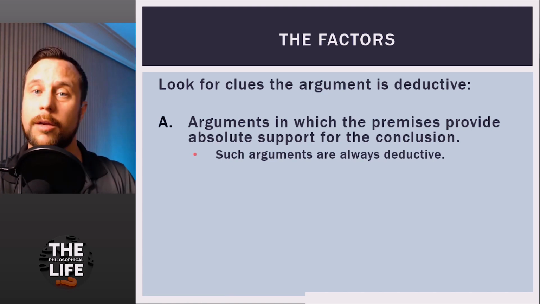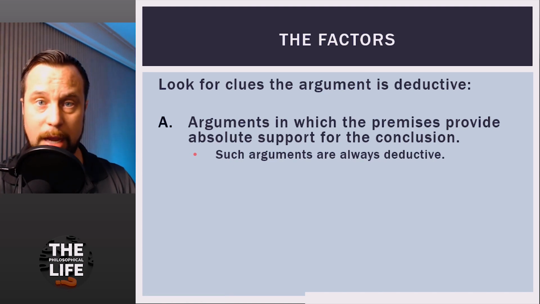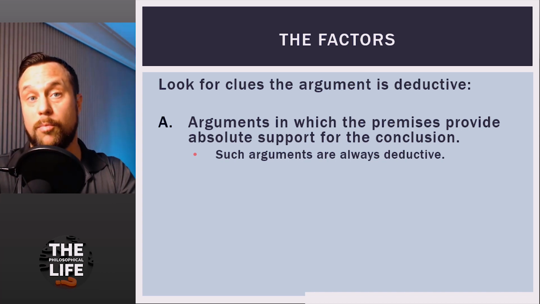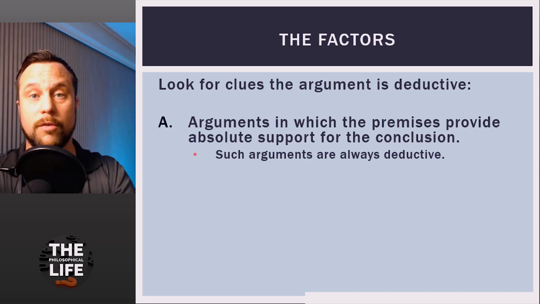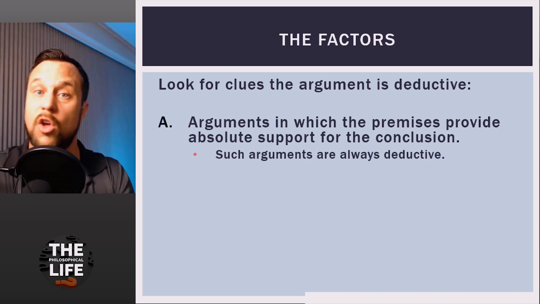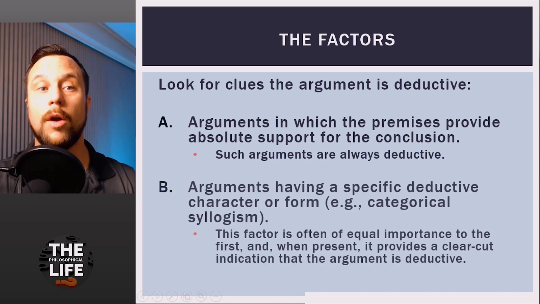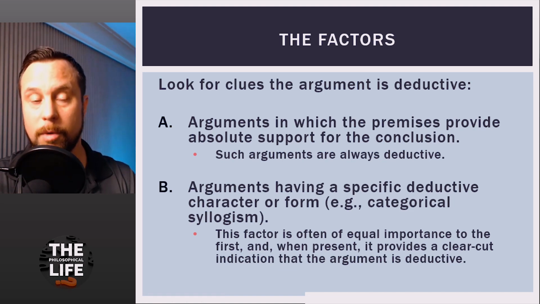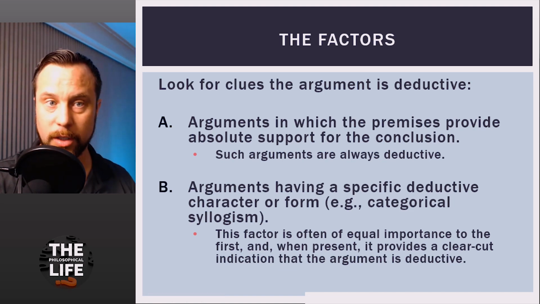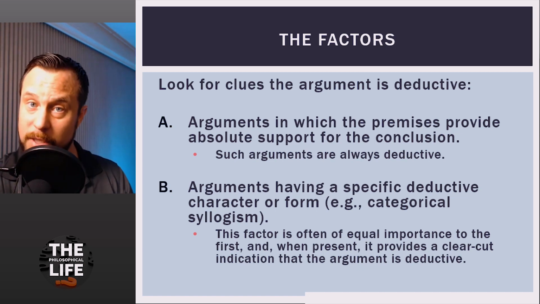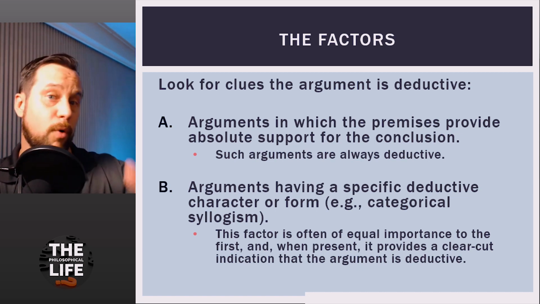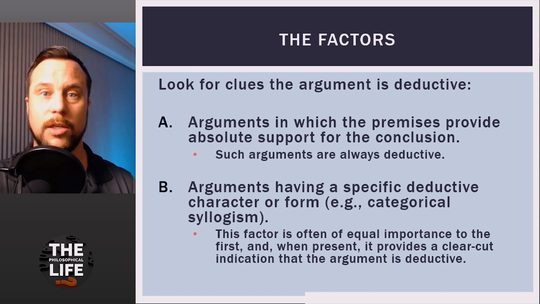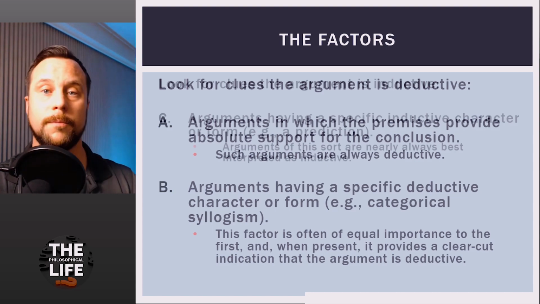are clues that the argument is deductive. So as it says here, A, arguments in which the premises provide absolute support for the conclusion, where the conclusion follows necessarily from the premises, they're going to always be deductive. Now, if B, arguments have a specific deductive argument form, like a categorical syllogism, then oftentimes that factor will be of equal importance to the first, and it will usually give you a clear indication that the argument's deductive.